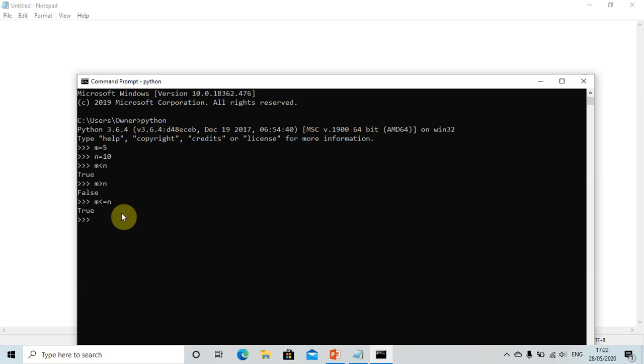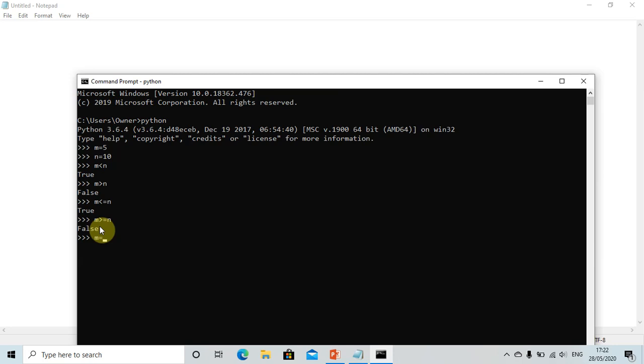Next, m greater than or equal to n. Is m greater than or equal to n? That means is 5 greater than or equal to 10? Both the conditions are false, hence our answer would be false.